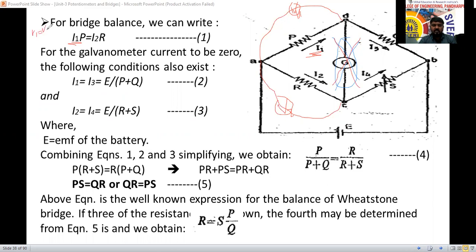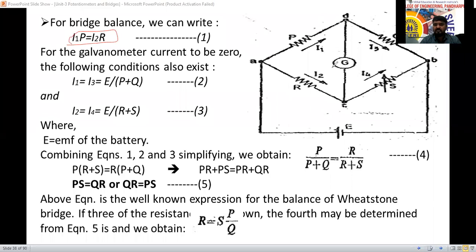So from this, we can write V1 equal to I1P, equal to V2, which is the product of current and resistance, I2 into R here. Under this condition, I will consider this as equation number one.